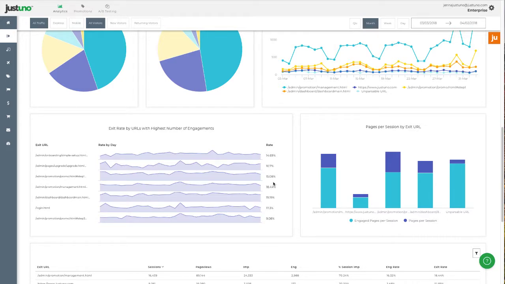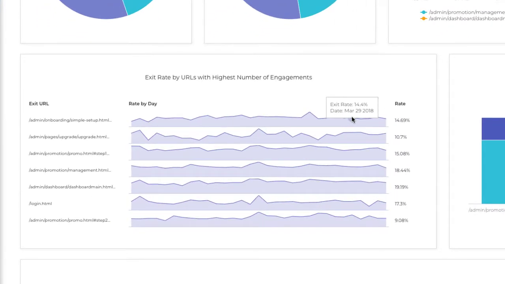Here you can see the top pages that have the highest number of engagements and the rate at which people are leaving those pages. The rate is calculated by the total number of exits on the page divided by the total number of times that page was viewed during the selected time frame.